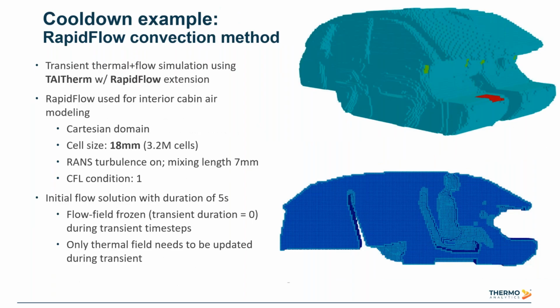And then finally, we'll have our RapidFlow convection method. Same thing here with trying to represent the fluid domain in 3D, but using RapidFlow. Here we'll show the trade-offs of a few different cell sizes, but our initial configuration is going to use 18 millimeter cells, which gives us about 3 million total cells. We'll be using the RANS turbulence model and a CFL condition of 1. And just like the CFD coupled case, we'll look at running an initial flow calculation and then freezing that flow during the transient. But here with an inherently transient solver, we need to specify a duration to represent that initial steady flow condition. Our baseline configuration will be 5 seconds to represent that steady condition, and we'll show some trade-offs of that value as well.